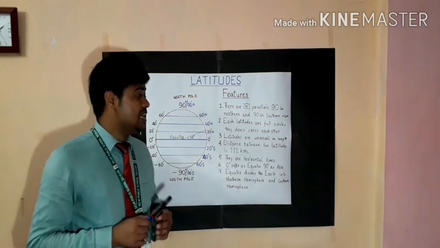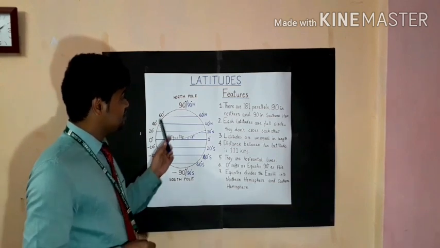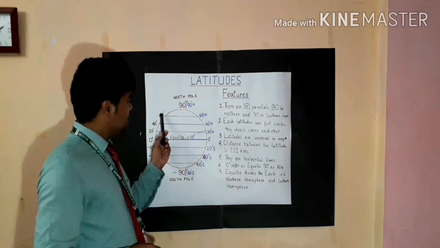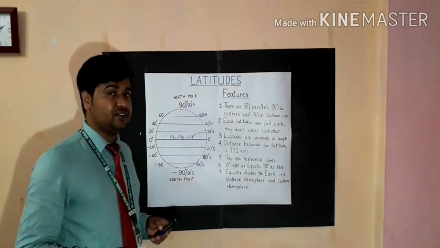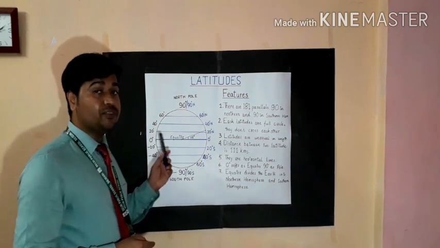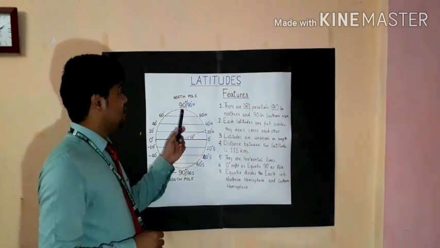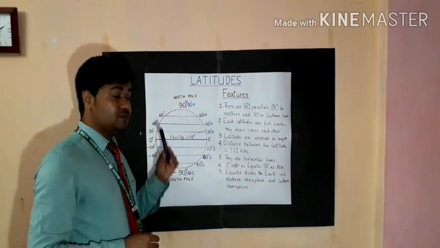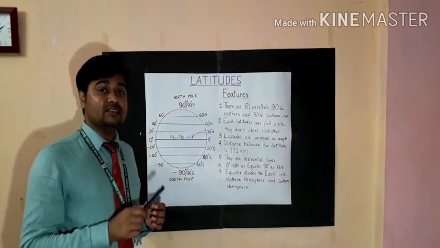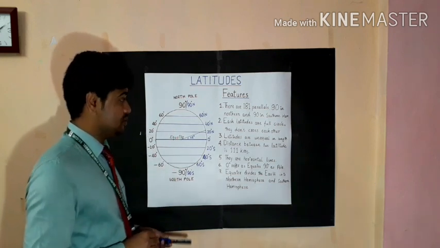Now number 3, latitudes are unequal in length. As you can see in this diagram, the length of the equator and the length of the 60-degree latitude are not the same because of the shape of the earth. The length of the equator is maximum and the length of the latitude at the pole is minimum, and the equator is the greatest circle among all the latitudes.